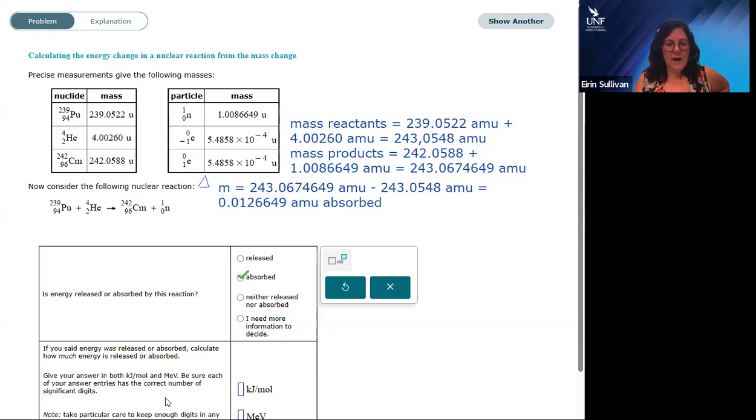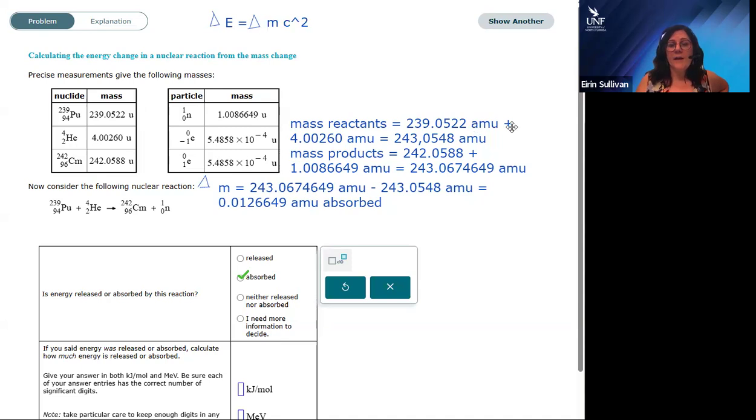Absorbed. So how much energy is absorbed or released? So we need to convert mass to energy. So that is that infamous Einstein mass-energy relationship. Technically, it's the change in energy equals the change in mass, which we just worked out, times the speed of light in a vacuum squared. So that is delta M and then c squared. So we know that one, right?